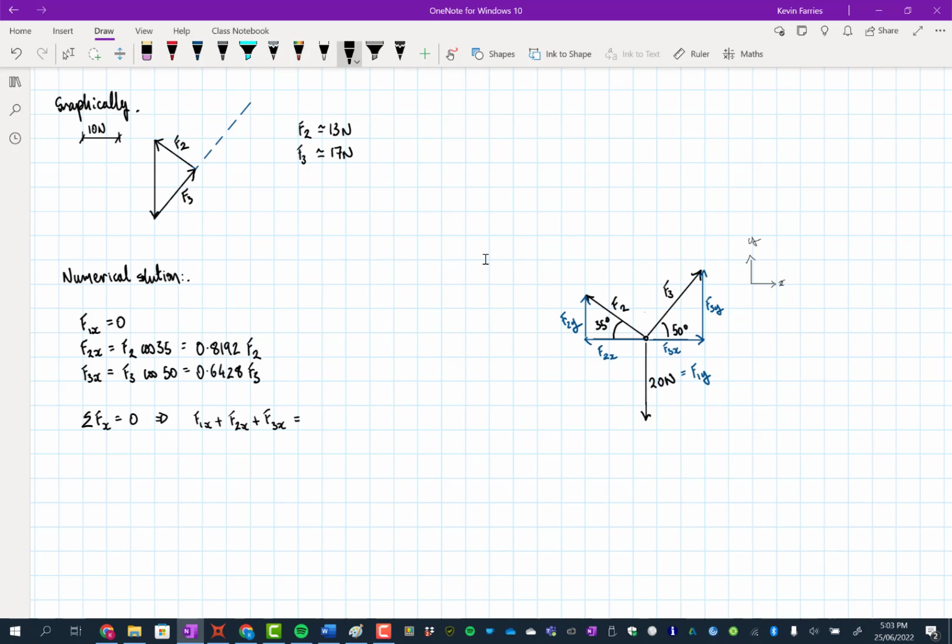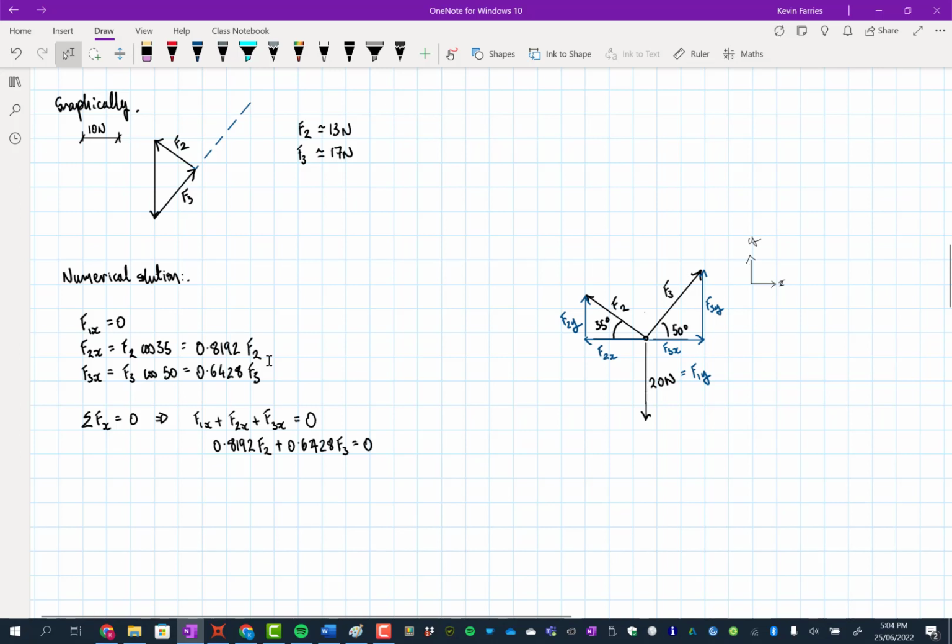3x must be equal to 0. F1 is just 0. So therefore 0.8192 F2 plus, okay, so I'm just substituting this in, F2x is equal to this, so I'm just putting that in there, plus 0.6428 F3 is also equal to 0. So I've used the fact that all the x components add to 0, and then I'm just substituting in those x components in terms of the original force.